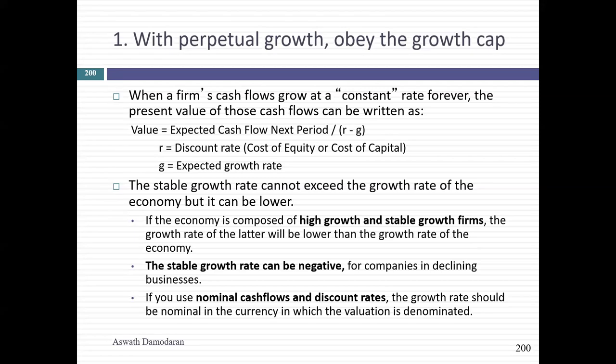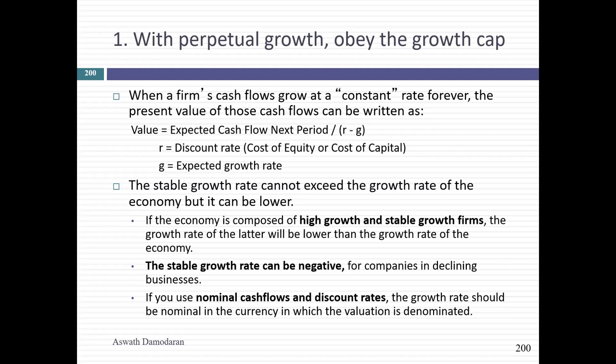It's not a finance issue or an econ issue. I'm not assuming it. The math works against you. The growth rate in perpetuity cannot exceed the growth rate of the economy. Keyword is cannot. Can it be lower? Yeah, in fact, you could argue that mature companies should have a growth rate lower than the growth rate of the economy. And here's why.